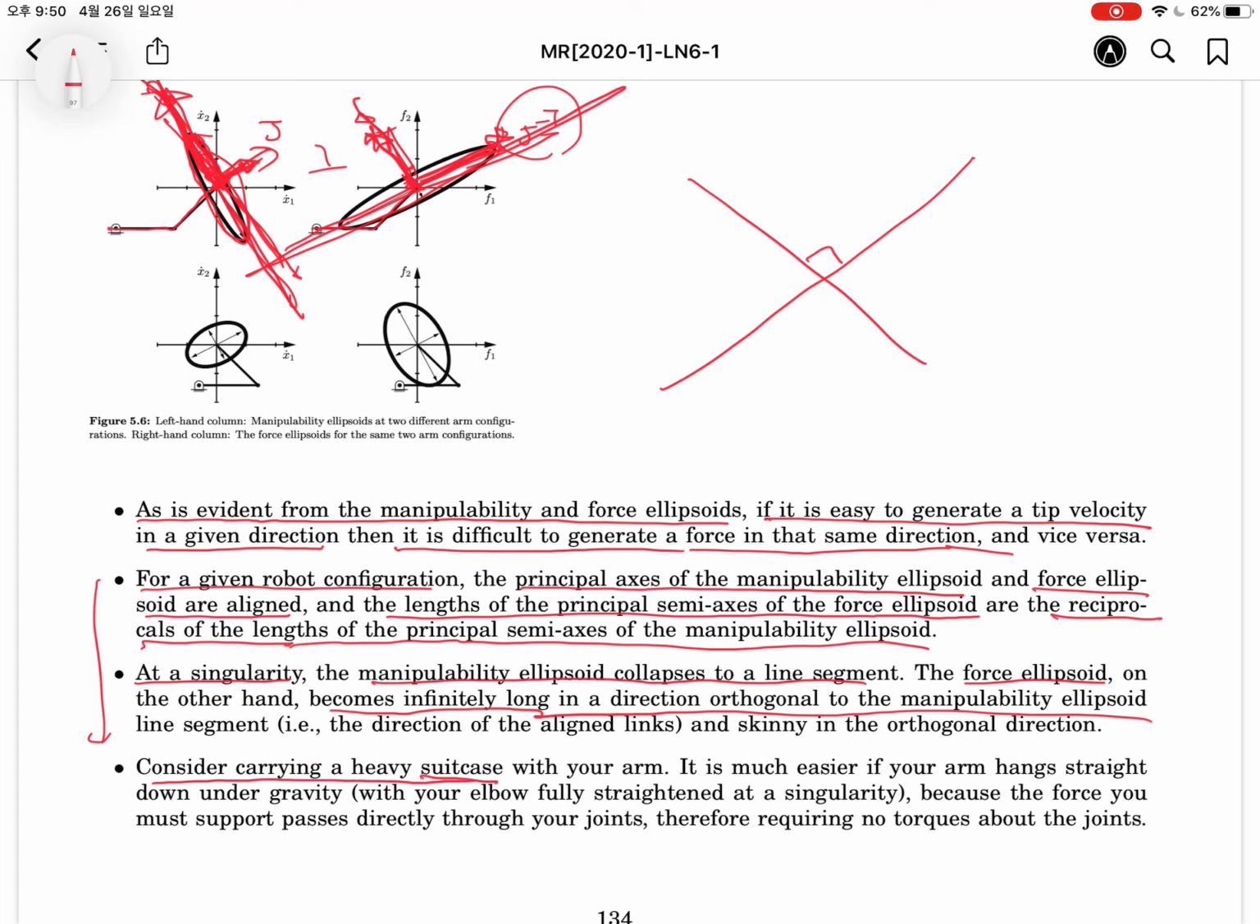Okay, consider carrying a heavy suitcase with your arm. It is much easier if your arm hangs straight down under gravity with your elbow fully straightened, at a singularity. Because the force you must support passes directly through your joint, there is no torque requirement about the joint. Actually, we are using the singularity in carrying a very heavy suitcase.